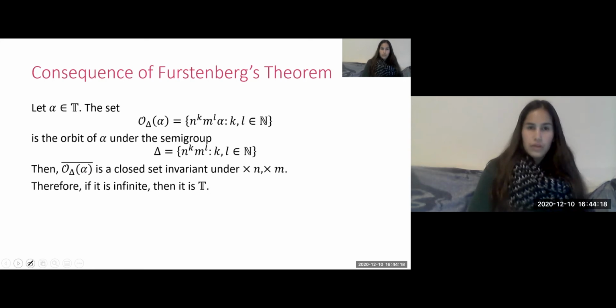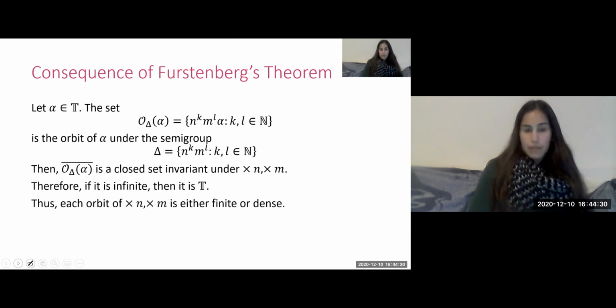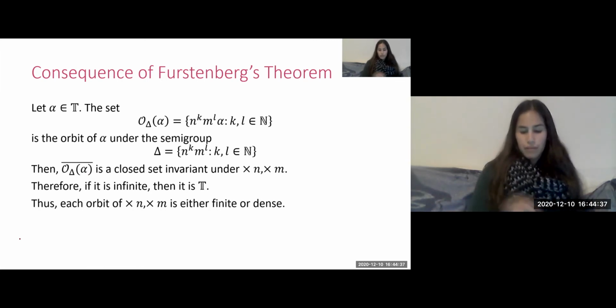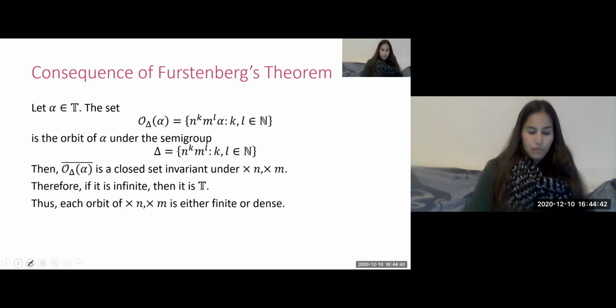So this gives us a very nice classification of orbits of such actions, and that is that every orbit of the times m times n map, for such n and m that are not rationally dependent, is either going to be finite or dense. On its own, it's a very cool theorem, in my opinion, because it gives a complete classification of orbits for these types of actions. But now it has nice consequences as well and very nice applications.